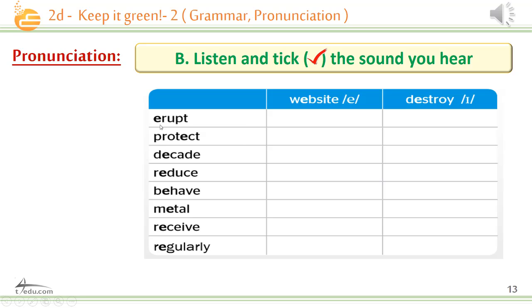Okay, erupt, is it like website or like destroy? Erupt, is it an sound or an sound? Very good, it's like destroy. Excellent. Now listen to the second word. Protect. So we hear the E sound like, very good, like the sound, protect. So it's website. Very good.